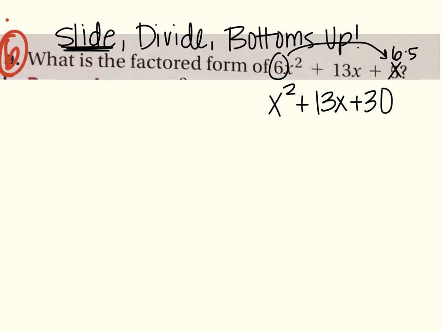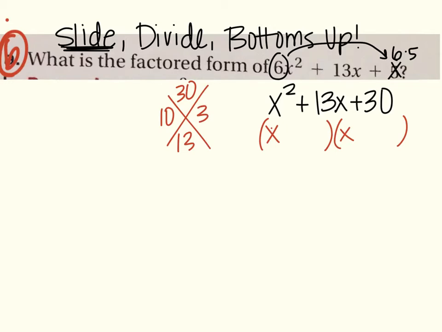Now that we have this new trinomial, we can factor it like we already know how to factor. So we're going to write our parentheses, fill in our variable. We're going to figure out what multiplies to give us 30 but adds to give us 13. It's 10 and 3. And our signs are plus, so that means our signs and our factors are going to be plus, plus. We're going to put 10 and 3.